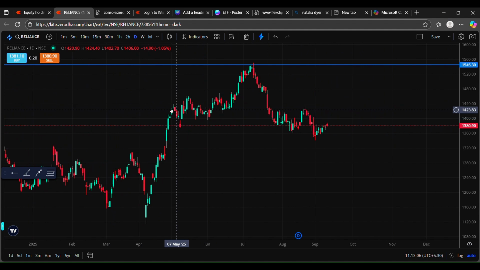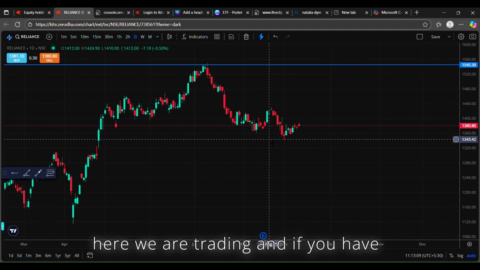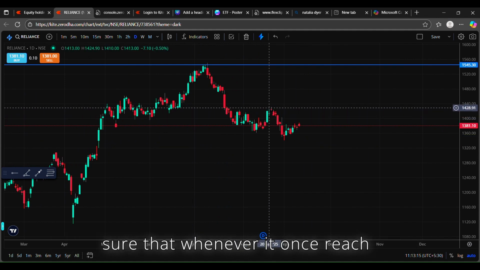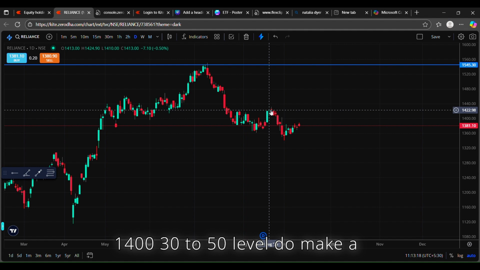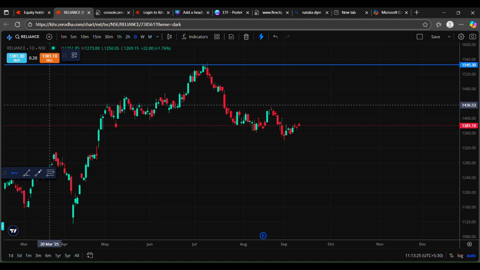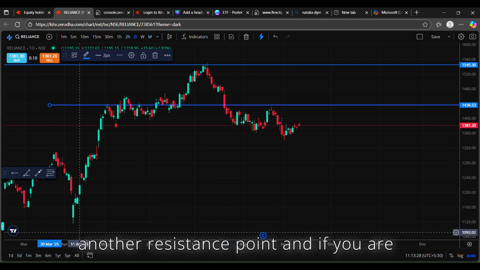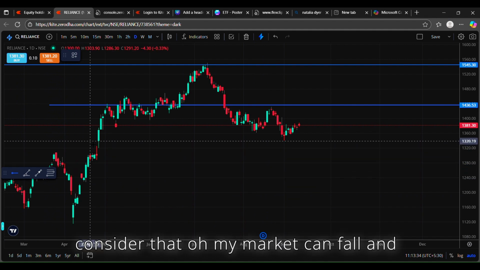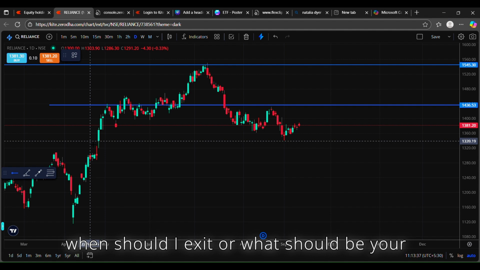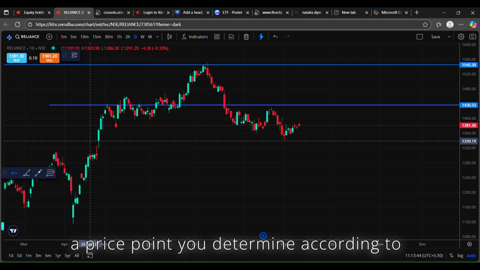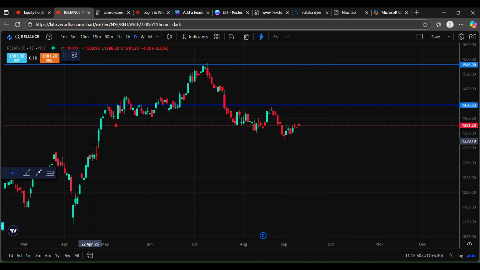Here we are trading, and if you have invested any sum of money in here, do make sure that whenever it reaches the 1430 to 1450 level, do make an exit, as this might be another resistance point. And if you are holding it, you might consider, my market can fall, so when should I exit, or what should be my stop loss. Stop loss is basically a price point you determine according to your risk bearing capability.